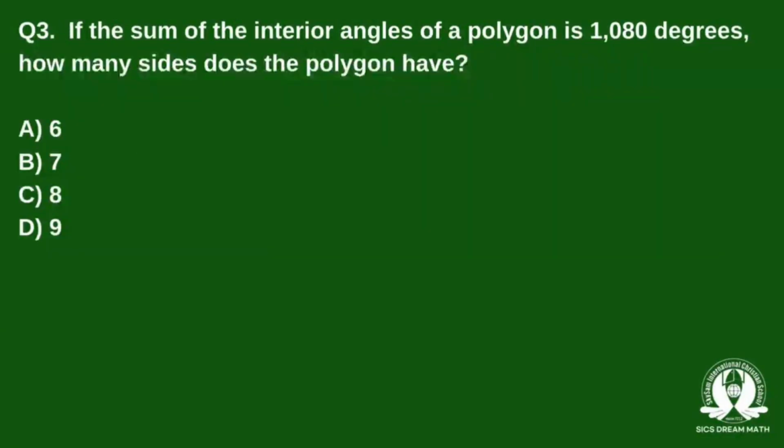If the sum of the interior angles of a polygon is 1080 degrees, how many sides does the polygon have?